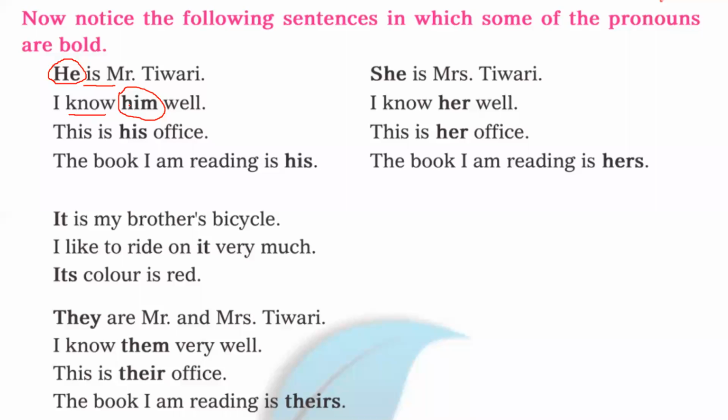He and him both are the same words, both give the same meaning, right? This is not a pronoun, this is an adjective, because after that we have mentioned the name, right? But in this sentence, the book I am reading is his. So this is a possessive pronoun, of the word he. Clear? Next, it is my brother's bicycle. So you can see that it is a subjective case pronoun also, and it is possessive case pronoun also. Sorry, objective case pronoun also, right?